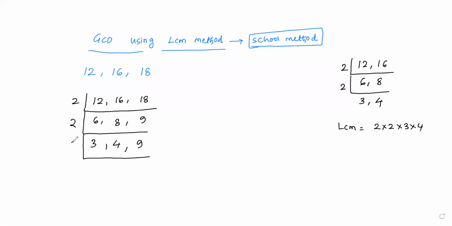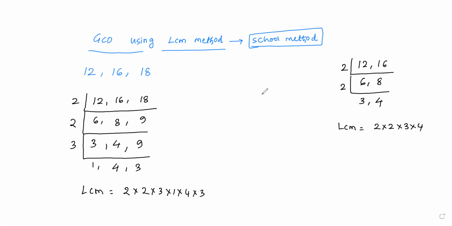Next, the 3 table: 1 jars, 4 jars, it is not going. So 3 times. Now you can take any other table, 1 and 4 will not be gone. So you can stop the procedure here. So your LCM is now 2 into 2 into 3 into 1 into 4 into 3. So this is the school method. Just I added one new point here, where we have to stop.